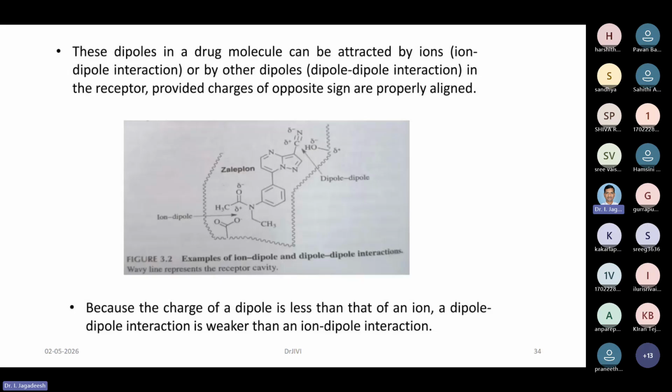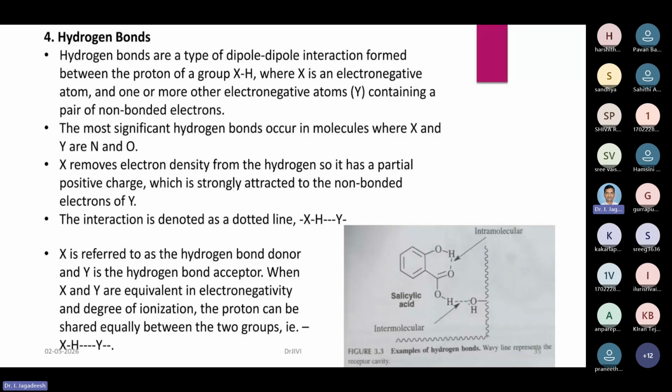When one dipole is attracted to another dipole, we call it a dipole-dipole interaction in the receptor, provided the charges of opposite sign are properly aligned, and they will form a bond. Because the charge of the dipole is less than that of the ion, as we saw in the electrostatic interaction and ion-dipole, a dipole-dipole interaction is weaker when compared to ion-dipole and electrostatic.